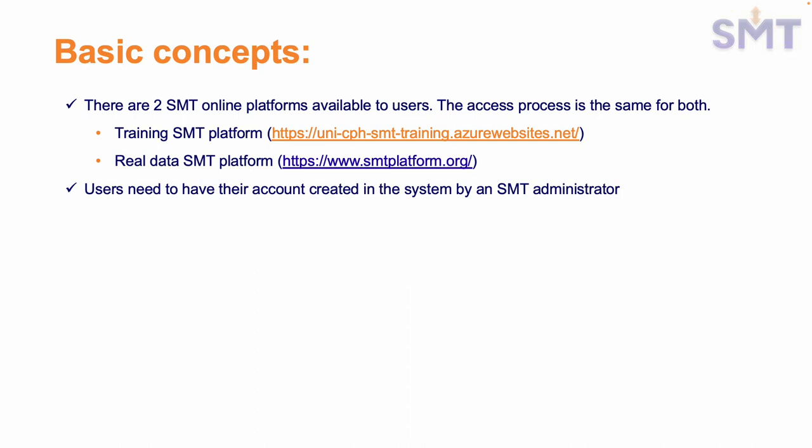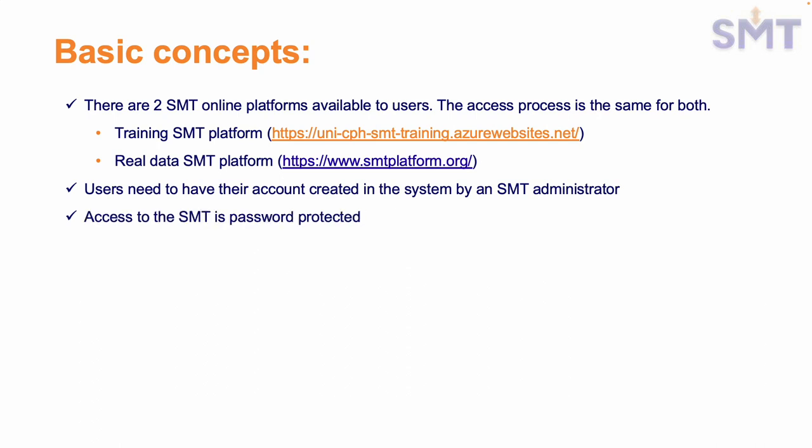Important to understand that before you try to access, you need to have your account created by an administrator. Once an administrator creates an account for you, you will receive an email notification. So you need to check your emails, especially the spam inbox, to search for this notification to see whether an account has been created for you or not. If you have not received any notification at all, it's possible that your account has not been created yet. So get in touch with your local SMT administrator or with the facilitator of your training to request access.